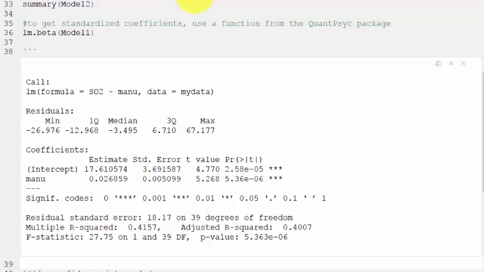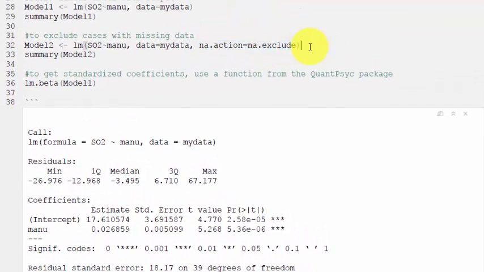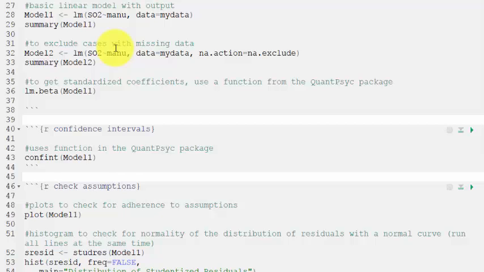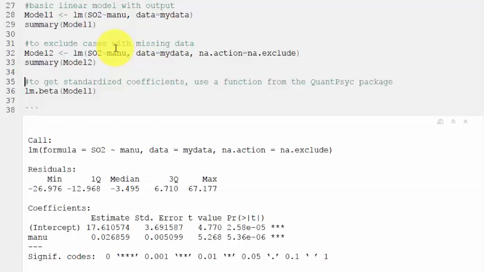You can also use this option here to exclude any cases with missing data. So NA is sort of the notation that R uses for missing data. And so the action we want to take for NA is to exclude those. And so I just used model 2 instead of model 1, so instead of writing over model 1, it will create a new object to put that in, and then again you have to run the summary statement to get that output. In this case we don't have any missing data, so our results are exactly the same, but if you had missing data and wanted to exclude it, that's how you would do that.